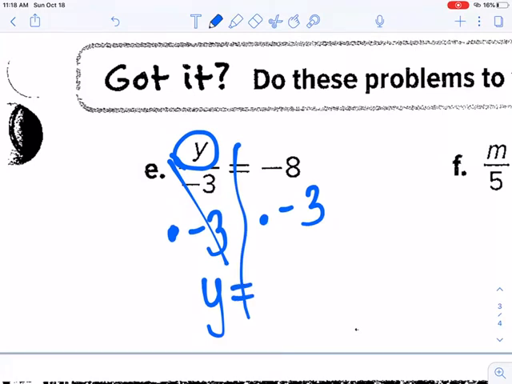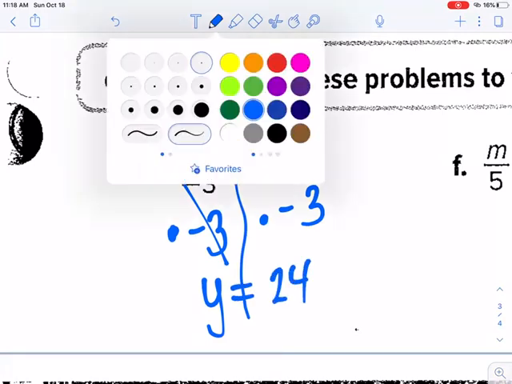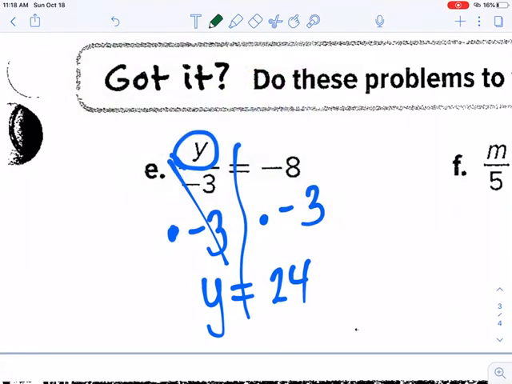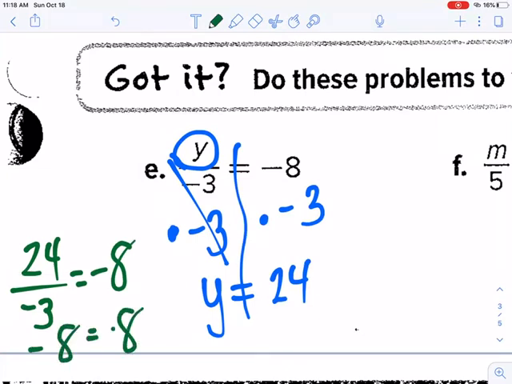And -8 times -3 is 24. So let's check that. We're going to plug in 24 divided by -3. Does that give you -8? And yes, that shows that you are balanced. So 24 is a good answer.